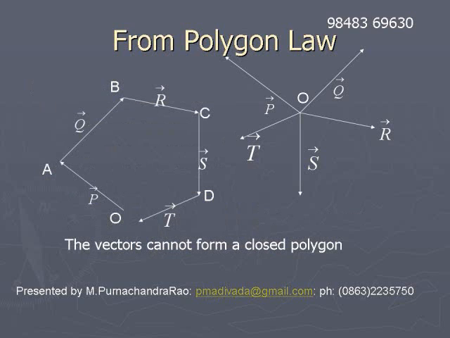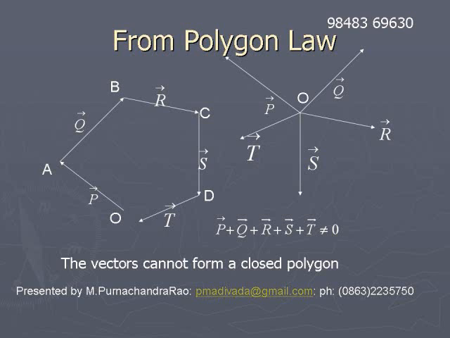By representing p bar by OA bar, q bar by AB bar, r bar by BC bar, s bar by CD bar and t bar by DE bar, a closed polygon is not formed. A closed polygon is not formed if p bar plus q bar plus r bar plus s bar plus t bar is not equal to 0.